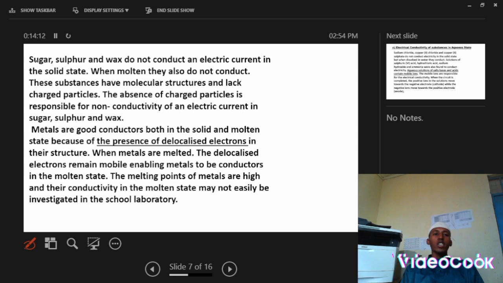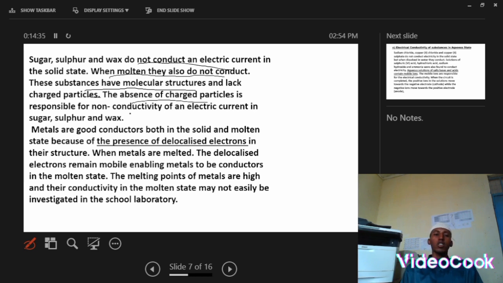Next, they told us that sugar, sulfur and wax do not conduct an electric current in solid state. When molten, they also do not conduct. These substances have a molecular structure and lack charged particles. The absence of charged particles is responsible for the non-conductivity of an electric current in sugar, sulfur and wax.